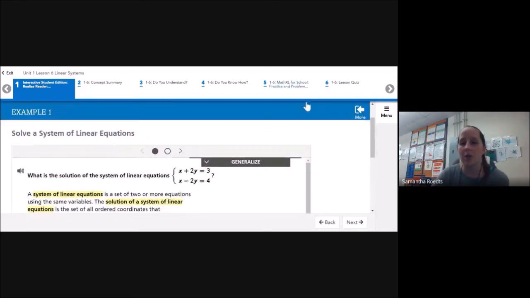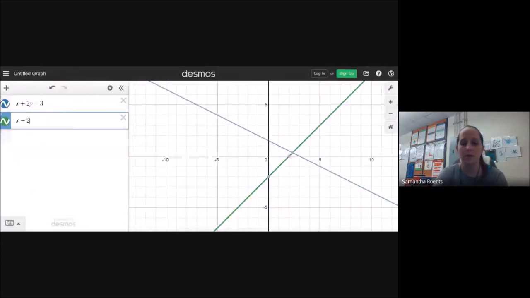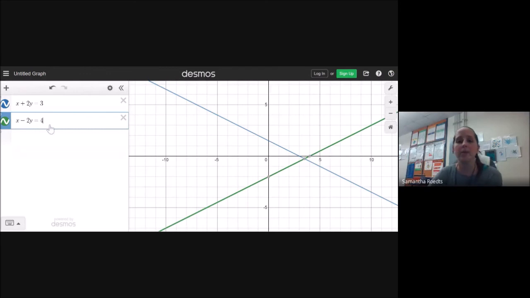So I can actually go ahead and put these on Desmos. x plus 2y equals 3, and x minus 2y equals 4. Okay, so here are my two equations. They meet right here at 3.5 and -0.25, which is the same thing as 7/2 and -1/4.